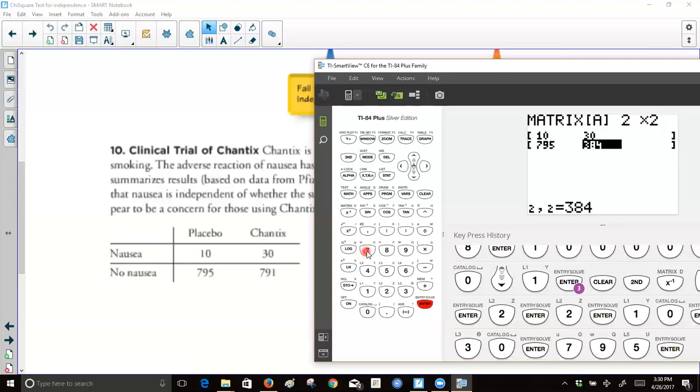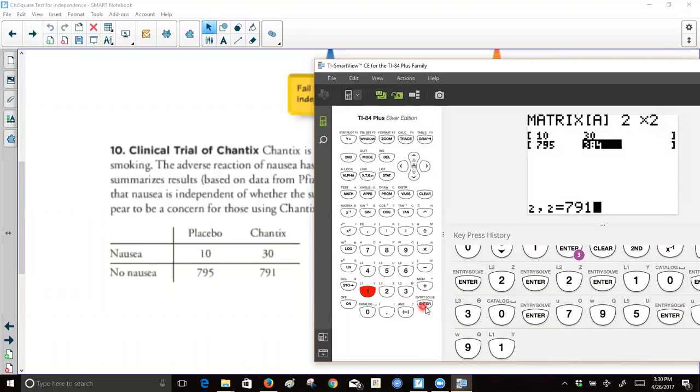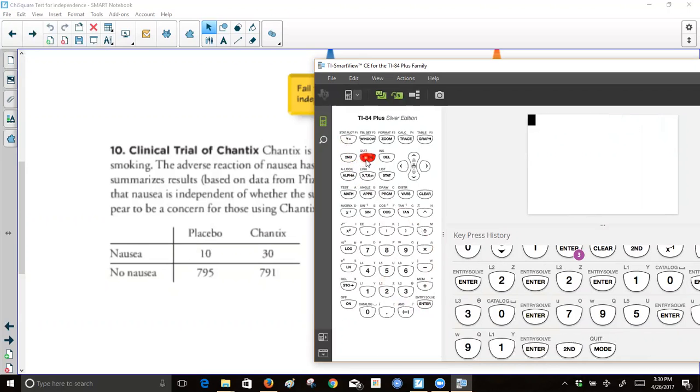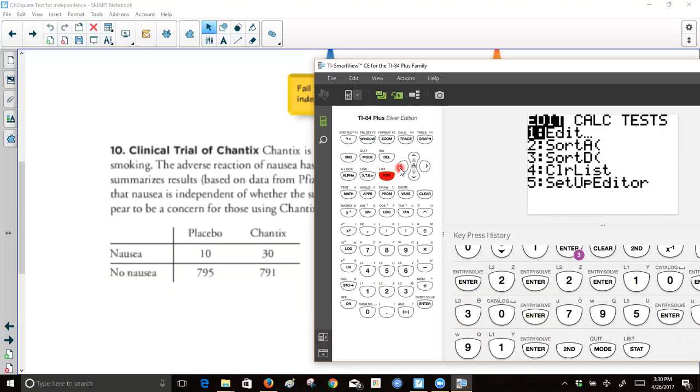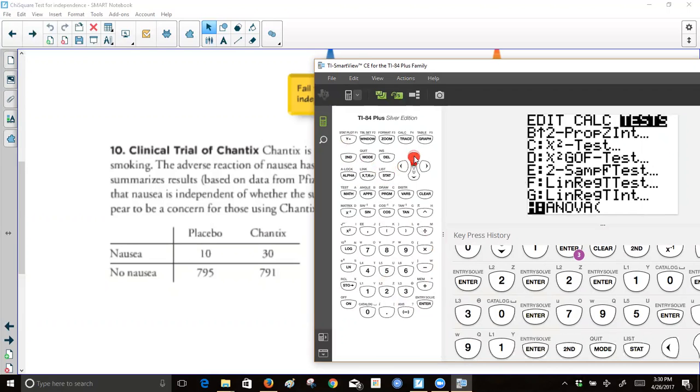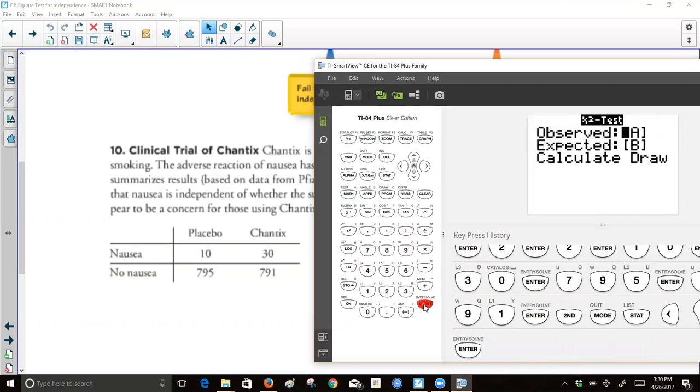And we're just going to type in those numbers: 10 and 30, and 795, and 791. Okay, then we're going to quit the screen. And then we're going to run stat test. Come find your chi-square test, not the goodness of fit test, but the chi-square test. And press enter. It asks you where you put your observed values. Well, we just put those in matrix A. Where do you want to store the expected? Notice you don't have to calculate those expected values. Then we're going to hit calculate.